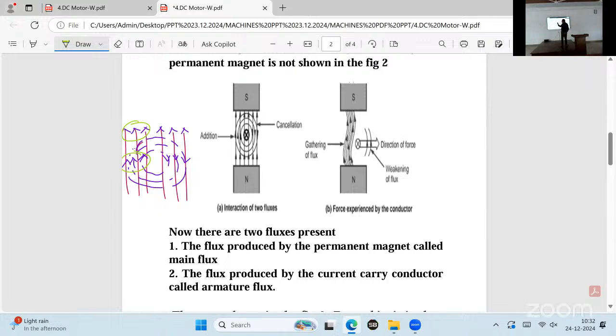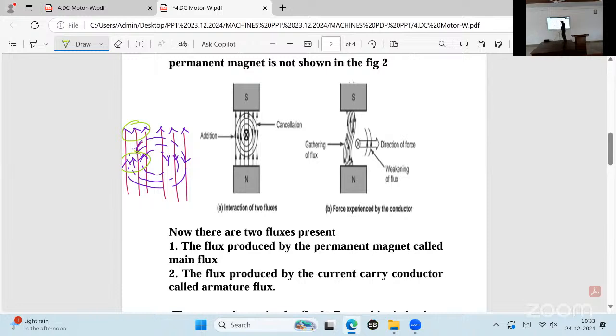Here I have taken only 6 lines, but it is not 6 lines, it is lakhs of lines. To understand the concept, I have taken only 6 lines and only three for the armature flux. Practically, we have lakhs of lines which cannot be seen. Now say that these 3 are helping each other.